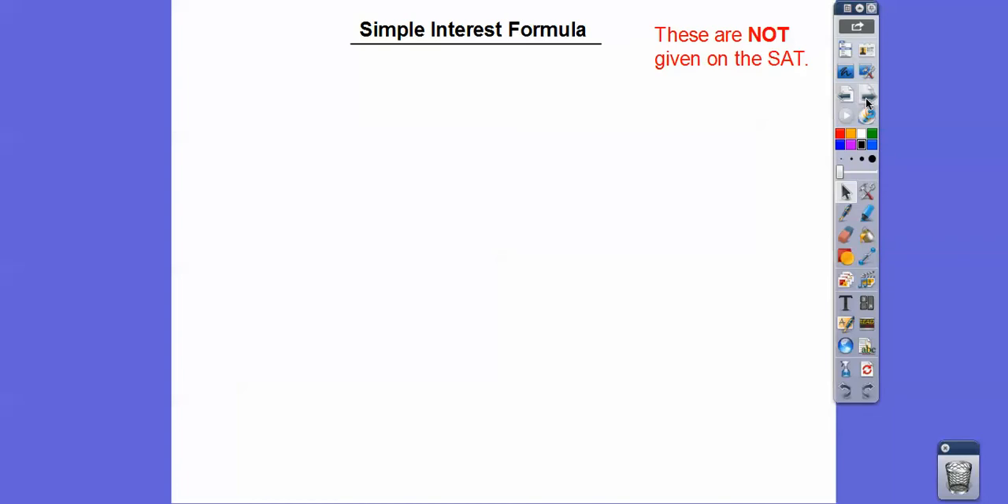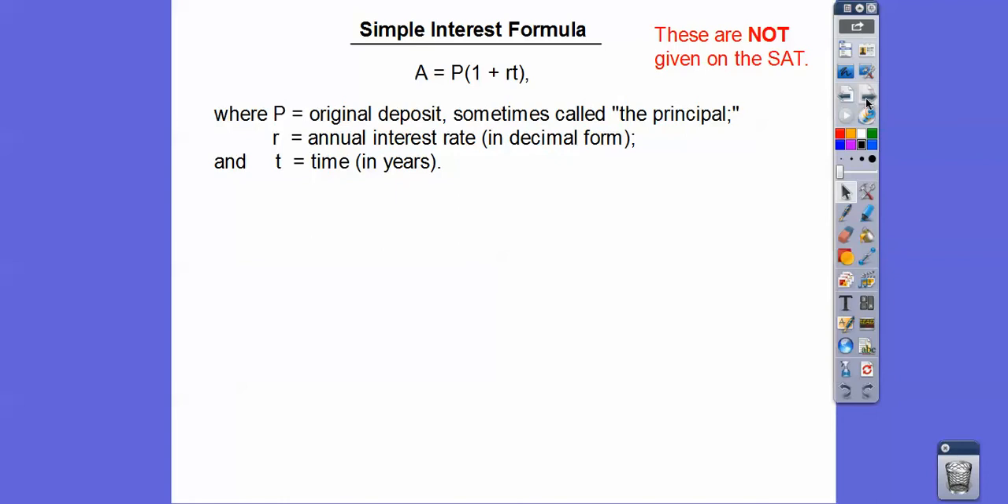Okay, simple interest formula. Sorry, they don't give these to you. They're not hard, you guys. They just don't give them to you on the SAT, but you're supposed to know them. So simple interest is your principal, the amount you put in, the original deposit. So your principal times the quantity 1 plus RT.